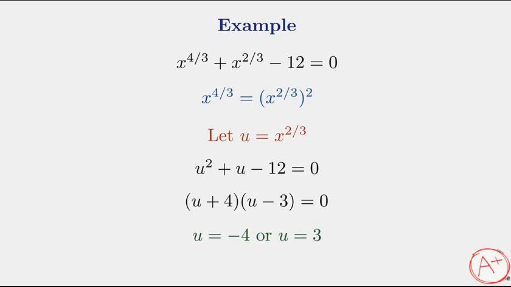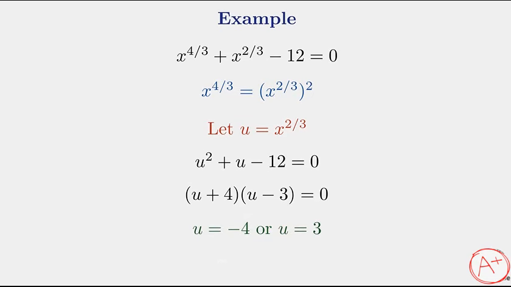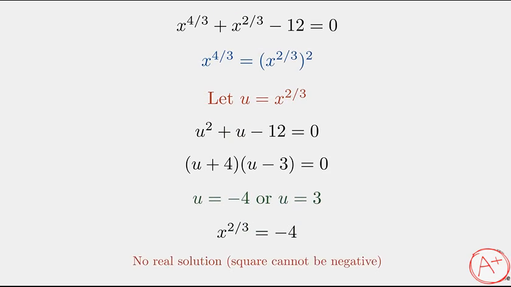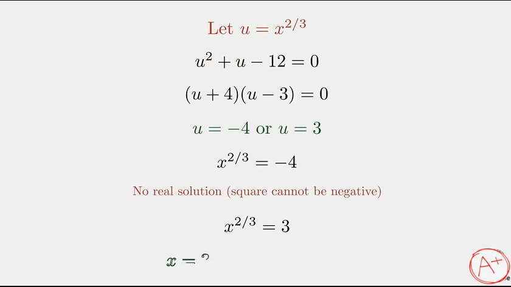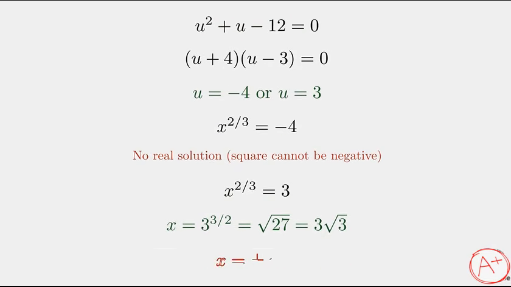Step 3. Solve for x. For u equals -4, we have x to the 2/3 equals -4. Since x to the 2/3 is the square of x to the 1/3, and a square cannot be negative for real values, there is no real solution here. Now for u equals 3, x to the 2/3 equals 3. To isolate x, we raise both sides to the power of 3 over 2. x equals 3 to the 3 over 2, which is the square root of 27. Remember, when taking roots of even powers, we must consider the plus or minus sign. Thus, x equals plus or minus 3 root 3.